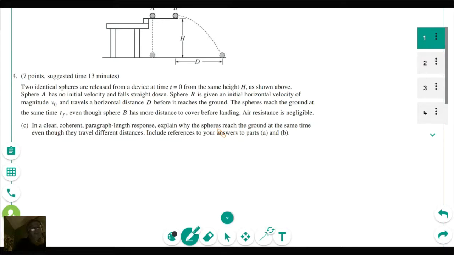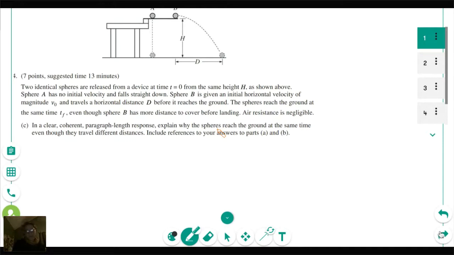So there was a part A and a B here that are not shown. In part A, you had to draw free body diagrams of each of them. And in part B, you had to make a graph showing the horizontal velocity for each of them from time 0 to time tf. But part C is where you had to write the paragraph. So in a clear, coherent paragraph length response, which is the phrasing that they will always use, explain why the spheres reach the ground at the same time, even though they travel different distances, and include references to your answers in part A and B. So again, A was the free body diagram, B was the graph of the horizontal velocity.